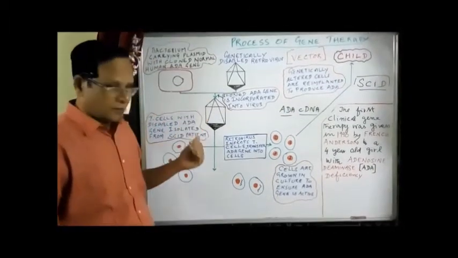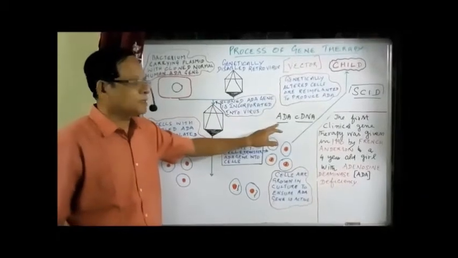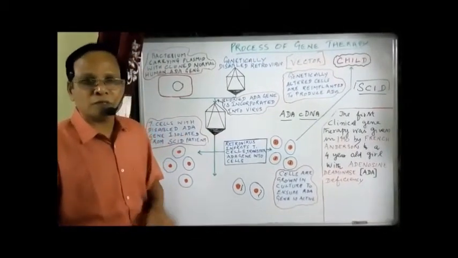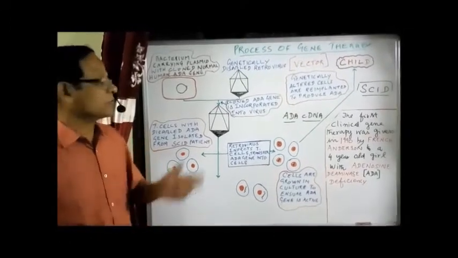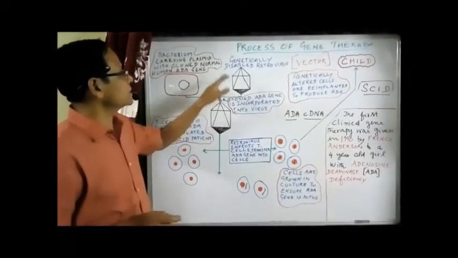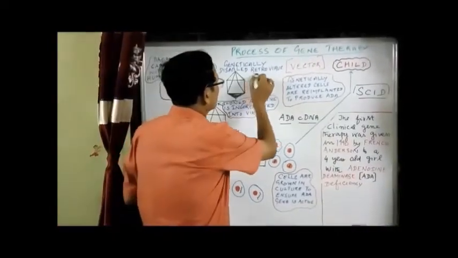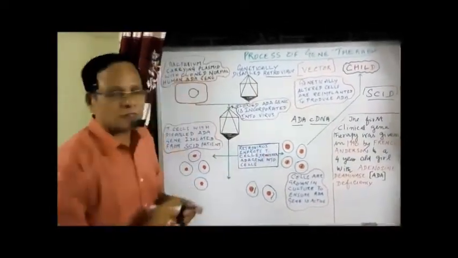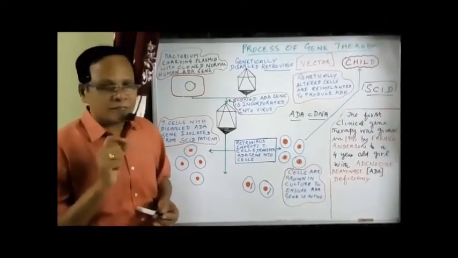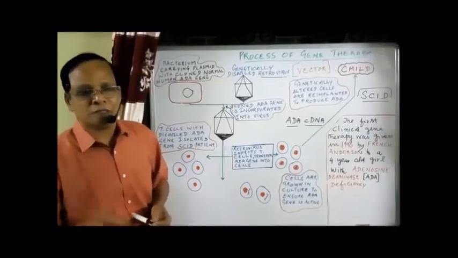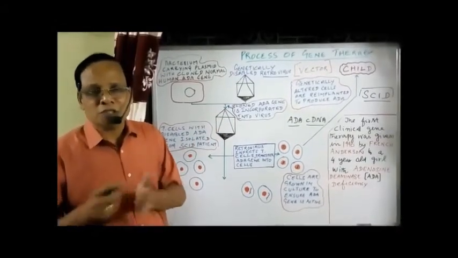So the cells are taken out and cultured in a nutrient medium. Then the gene is inserted or introduced into the lymphocytes with the help of a vector. The vector used for the transfer of genes is nothing but a retrovirus. This retrovirus is a harmful virus, so it contains some genes which cause disease. It is an effective vector for animal gene transfer.